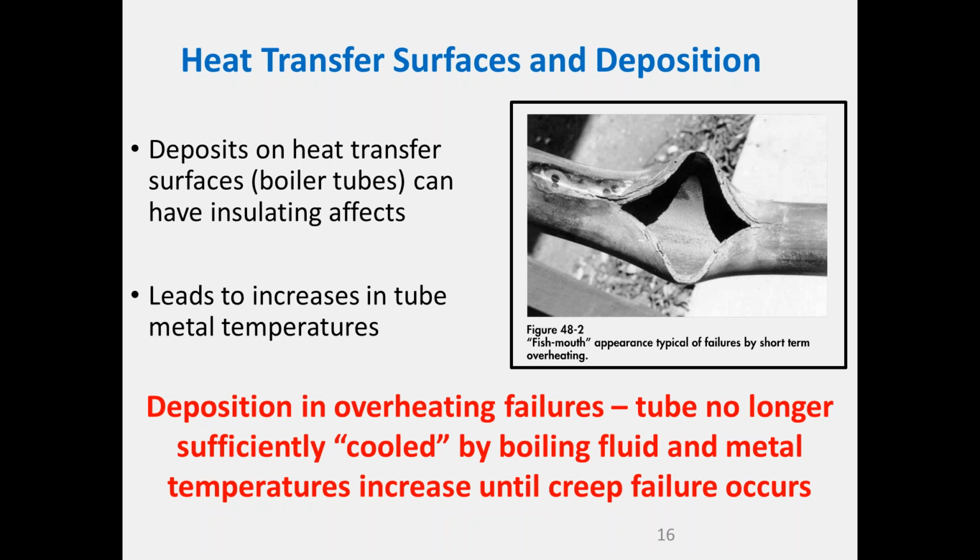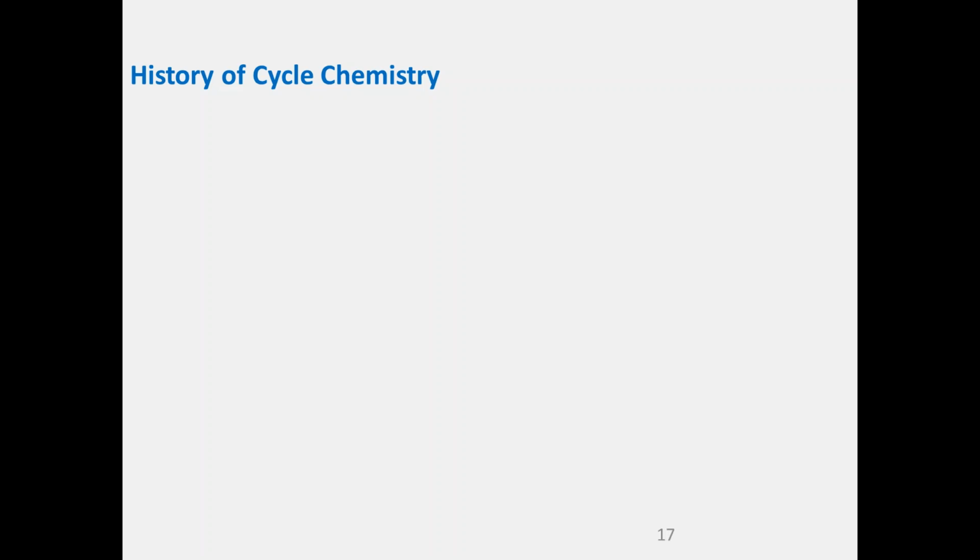But creep failures predominantly occur in superheaters, though they can happen in actual boiler tubes, and it's not a good day in the office, because normally if one tube goes, you've got a bunch of them that are going to go as well. All right, so history of cycle chemistry, where's it all come from?